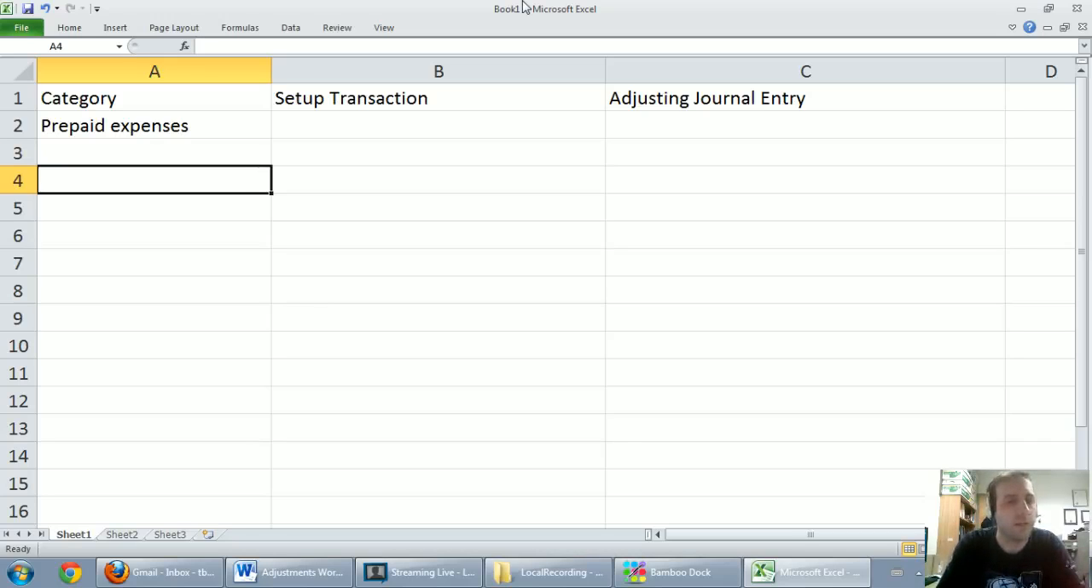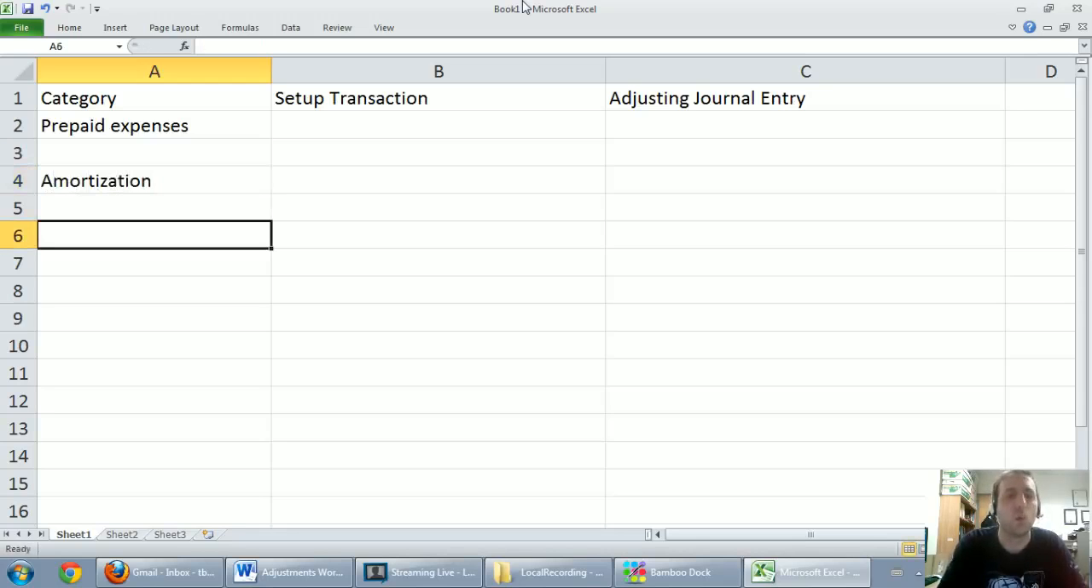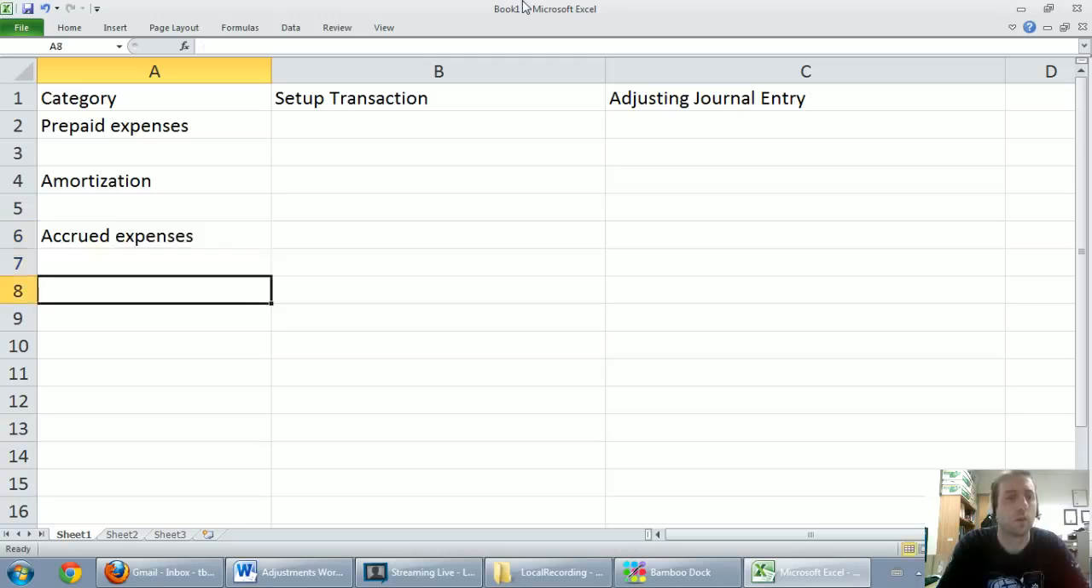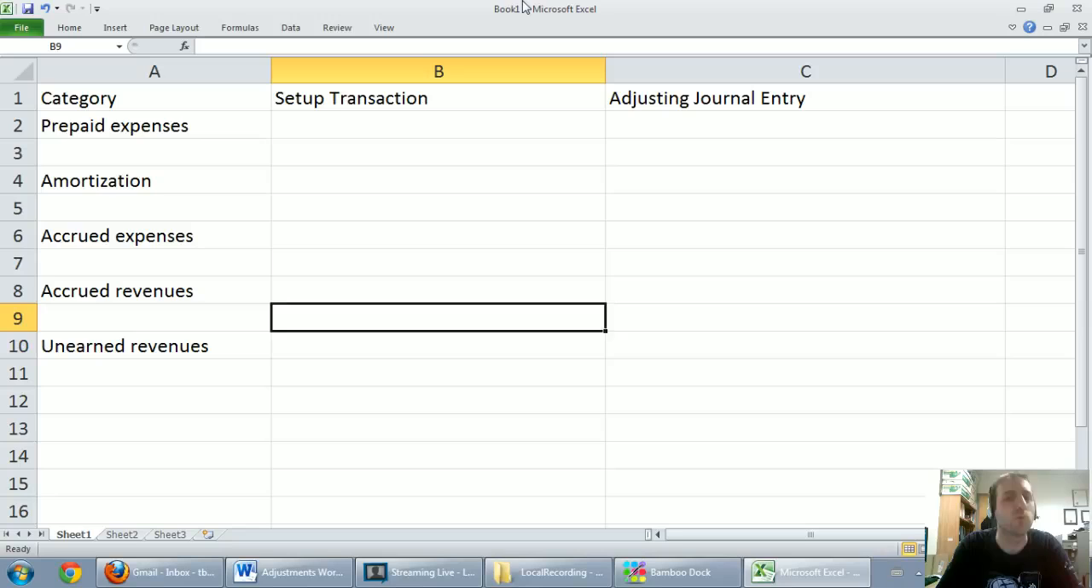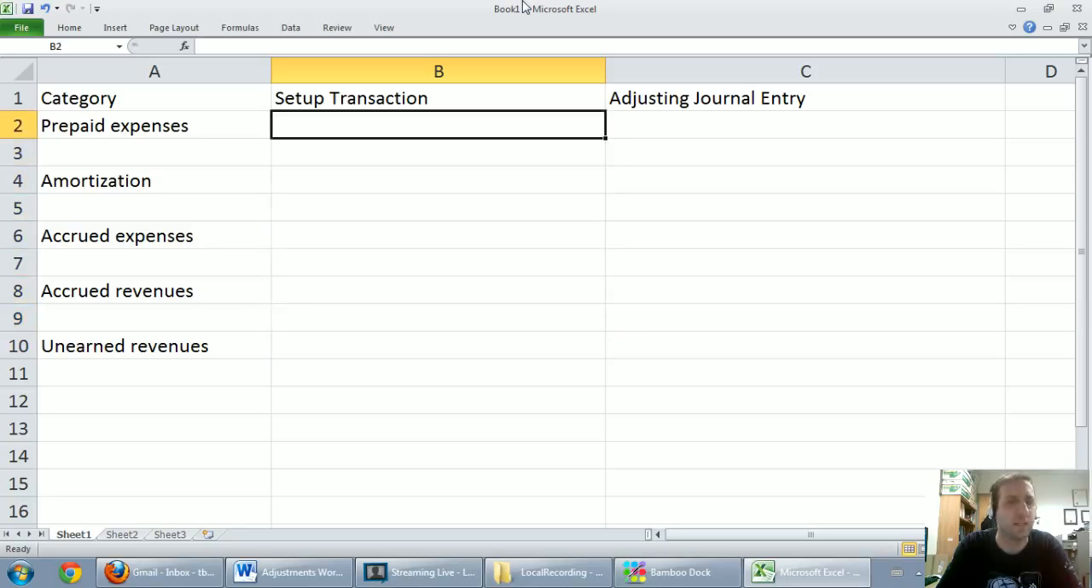So we have prepaid expenses. We learned about amortization. We've learned about accrued expenses. We've learned about accrued revenues. And last, we learned about unearned revenues. I just want to quickly go through each of them, and I want to show you that doing adjusting journal entries for them is really actually easy. It should be easy, touch wood.